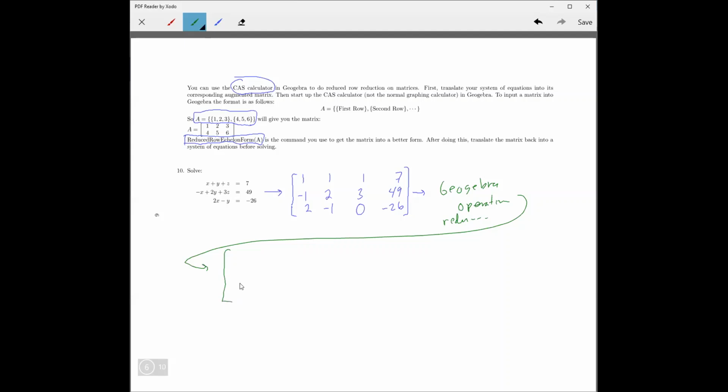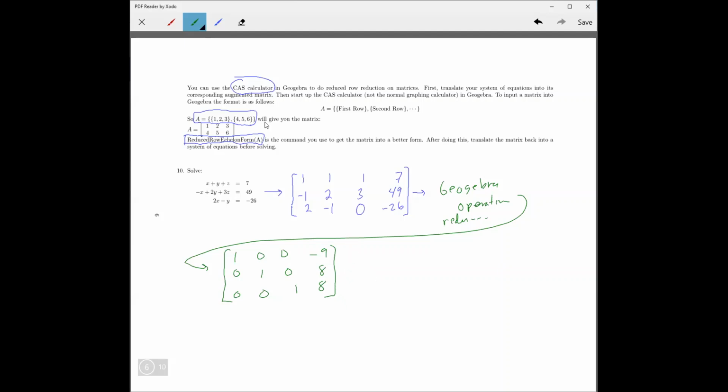Okay, and then boom, it gives you this matrix here: 1, 0, 0, -9. That was the first row of the matrix from GeoGebra. And then 0, 1, 0, 8, and then 0, 0, 1, 8. Okay, so that was the matrix.